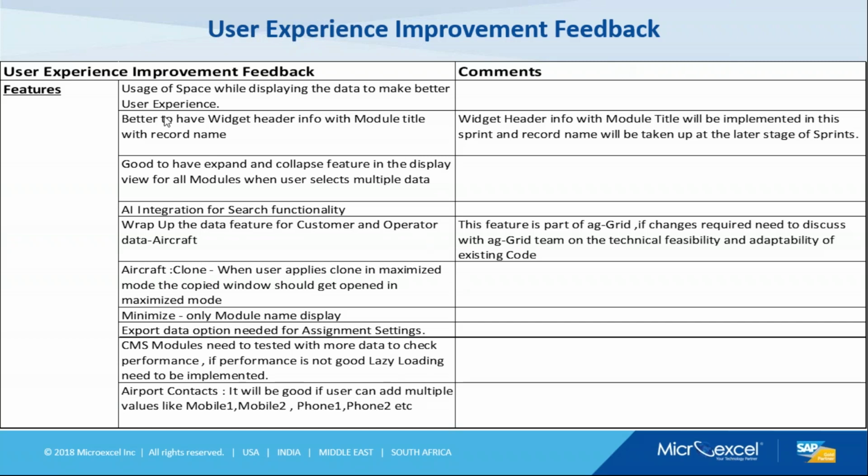Okay. So the next is the user improvement feedback, which we have received for this sprint, in the airport contacts. You have given the feedback saying it will be good if you have mobile one, mobile two, phone one, phone two. We are going to take it up, but maybe after the CMS delivery, or if we have a time frame in Sprint 13. But I have not missed it. I have made a note of it, and we will treat that.